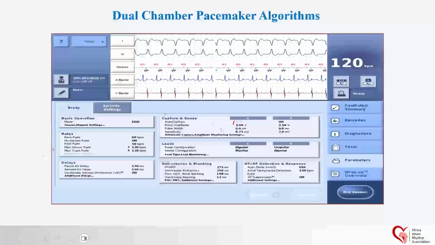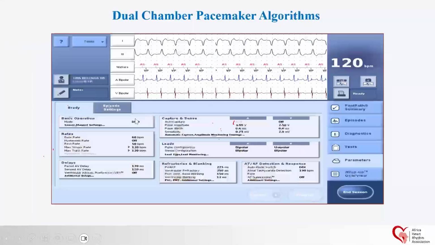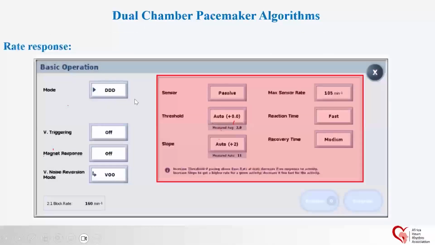So to activate the rate response, we will go to basic operation and change the mode. We will find the sensor here. The sensor may be on, off or passive, and in Abbott pacemakers we can change the configuration of the sensor. That means we can change the sensitivity of the sensor and adapt this parameter to the patient profile.